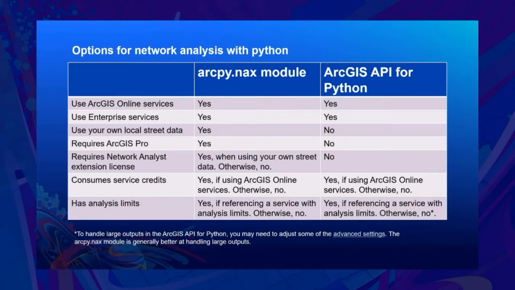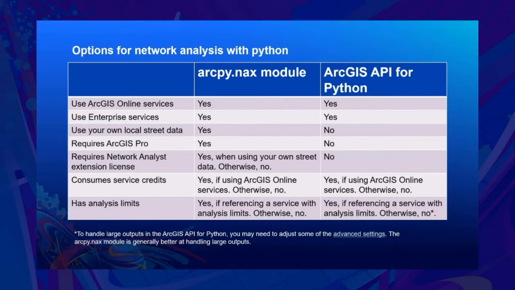Next, consider what software you have access to. If you have ArcGIS Pro, you should use arcpy.nax. But if you don't, then you might want to go with the ArcGIS API for Python. Note that if you're going to use your own street data in ArcGIS Pro, you'll also need the Network Analyst extension license.